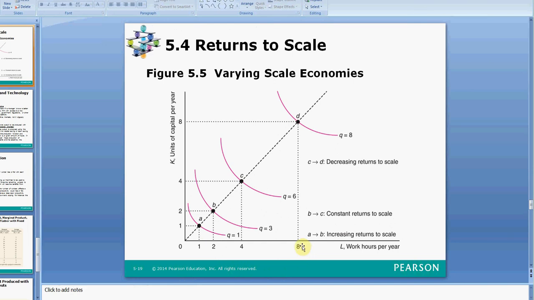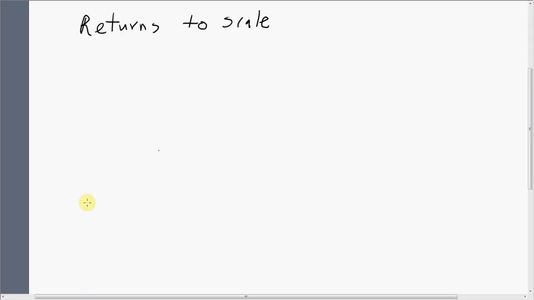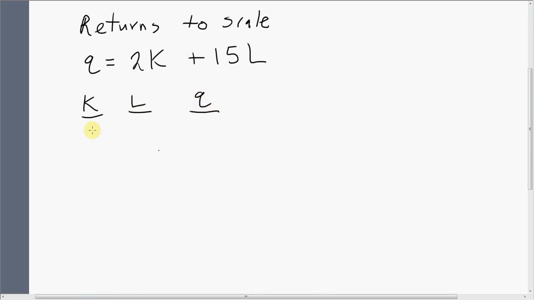All right, now let me look at the technical aspect of returns to scale and how to determine whether a production function has increasing, decreasing, or constant returns to scale. Let's start with this production function here. This is going to be of perfect substitutes. Okay, so the easiest way to determine if a production function has increasing, decreasing, or constant returns to scale is to do the following. Start with an input combination. The easiest one is 1 and 1. So I'm going to plug 1 and 1 into this production function, and we're going to get 17 units of output.